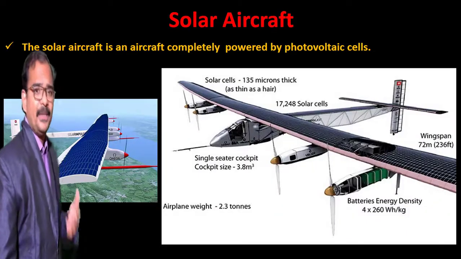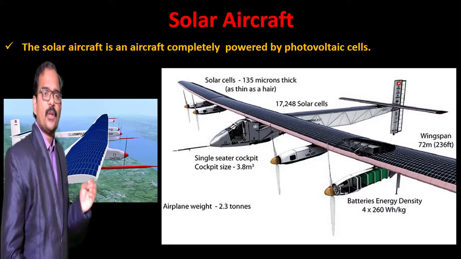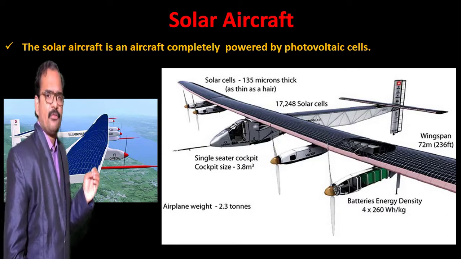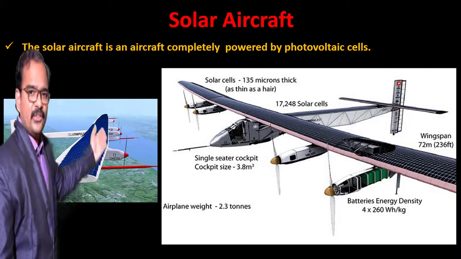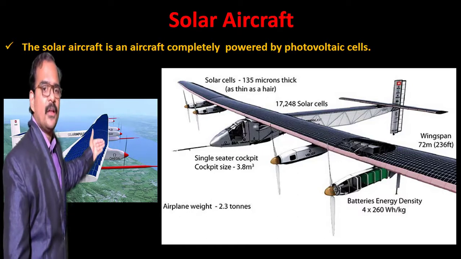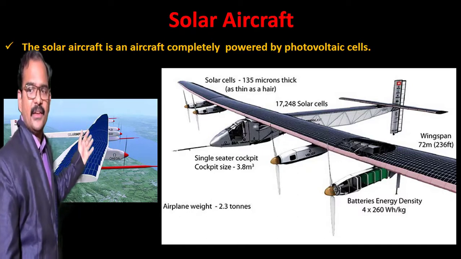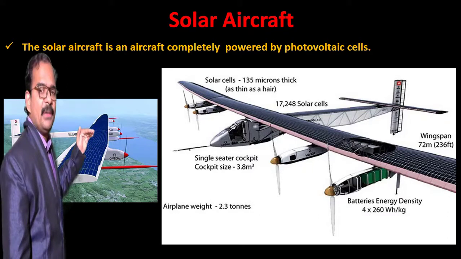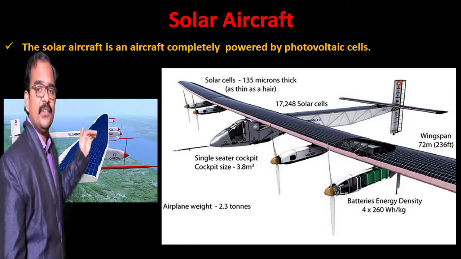So coming to the next application, we are going to learn solar aircrafts. So what are these solar aircrafts? Solar aircraft is an aircraft completely powered by photovoltaic cells. As you can see in the pictures over here, you have an aircraft which is powered by solar PV panels. As you can clearly see here, the wingspan on which the PV modules are installed is 72 meters or 236 feet.